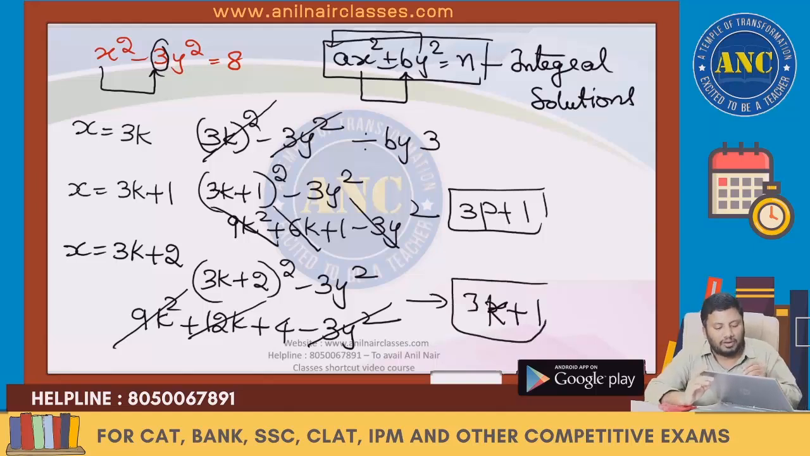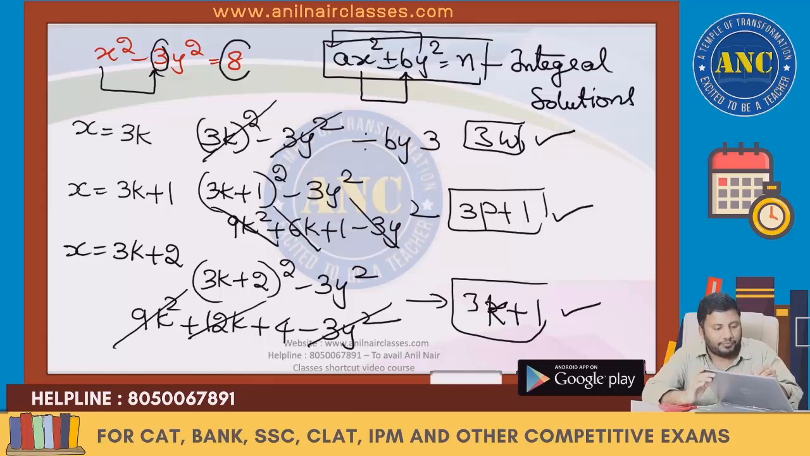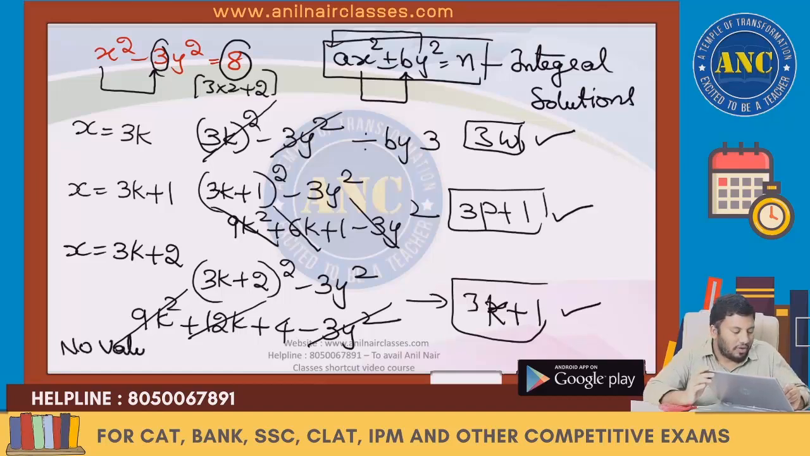So the answer, when you divide it by 3, is either perfectly divisible or gives a remainder 1. 8 is 3 into 2 plus 2. That form will not arise. The answer is no value for x comma y exists.